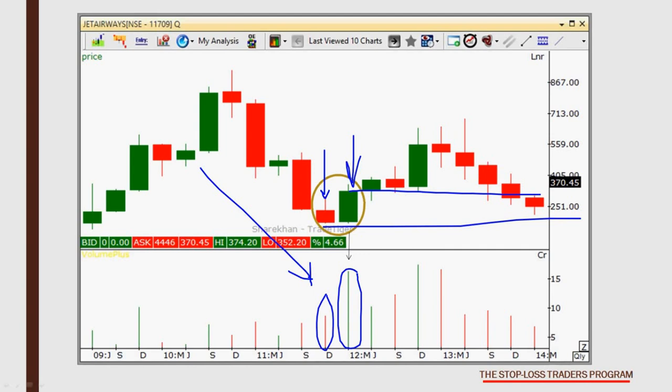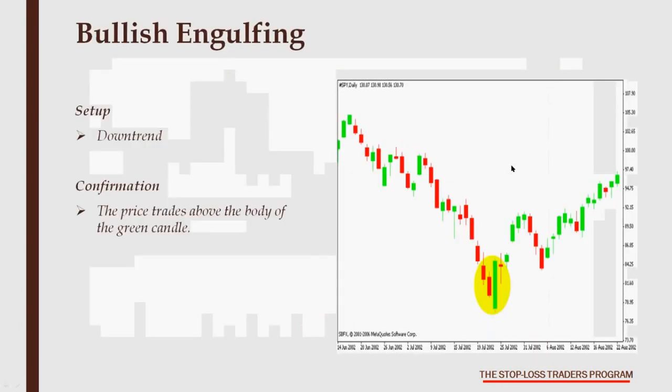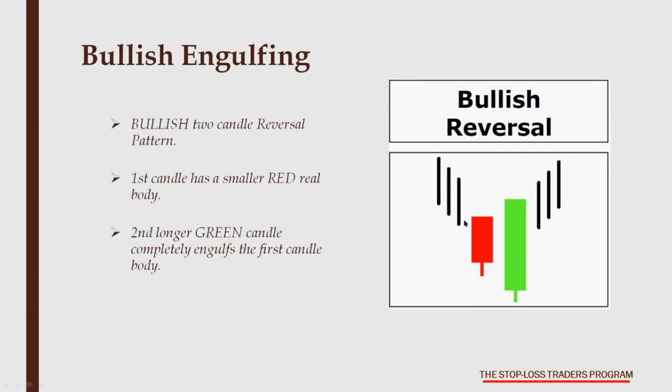So I have another example for you, wherein I'll be showing you how to take the trade. Are you clear with this structurally? The open of the green candle is higher. Yes, see, the ideal case is where you have the open below the red candle. Open here, close here, next day open below the close.